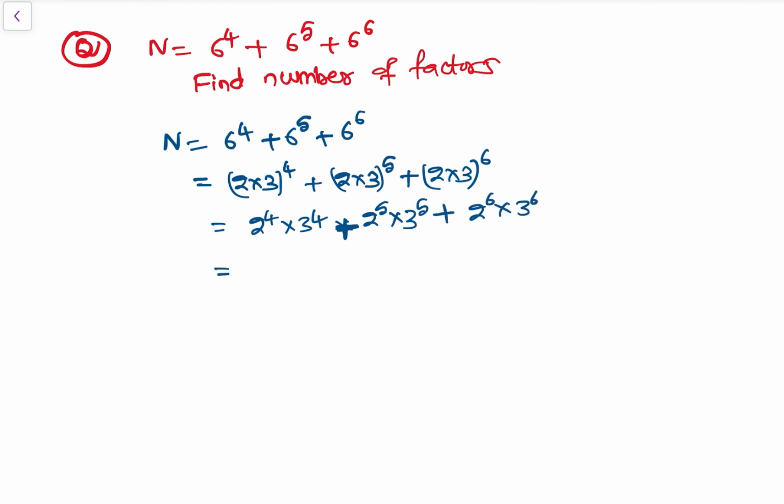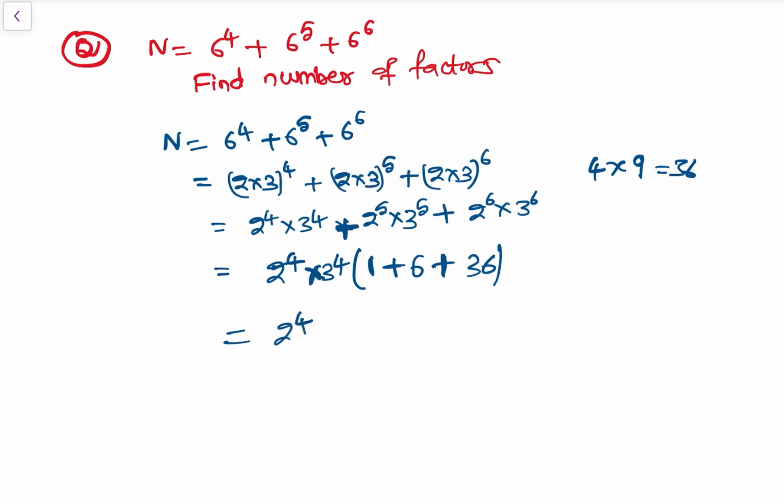So that would be 2 to the power 4 into 3 to the power 4 कॉमन ले सकता है. ठीक है, 2 to the power 4 into 3 to the power 4 कॉमन. ठीक है, this would be 1 plus 2 to the power 1, that is 2 into 3, that is 6 plus 2 square into 3 square. 2 square is 4 into 3 square is 9. So 4 9s are 36. ठीक है, प्लस 36.